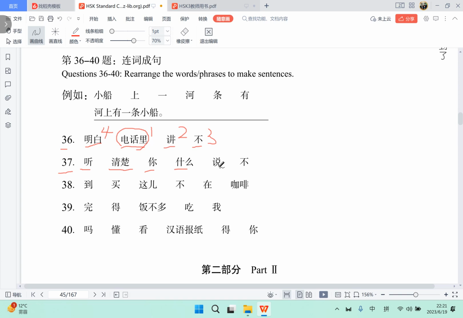And 37: 听, listen, 清楚, which here should be a result complement, and 你, you, 什么, what, 说, say, 不. So 听不清楚, can't hear clearly, these three must be together. And 你说什么, what you said. So 听不清楚你说什么: can't hear clearly what you said. Actually here should be the subject 我, but in a conversation we can omit it, so there's no subject in this sentence.